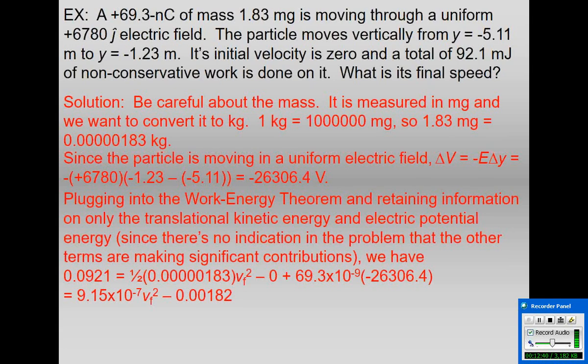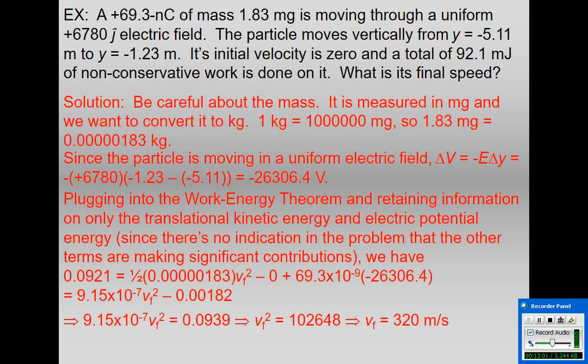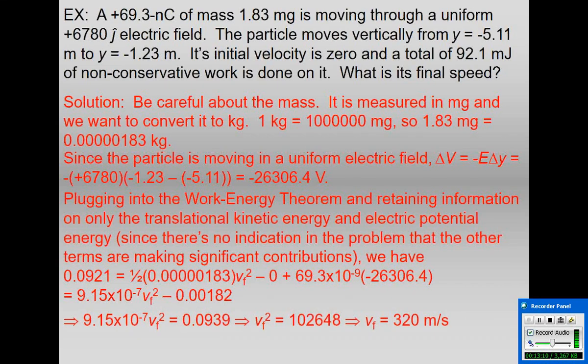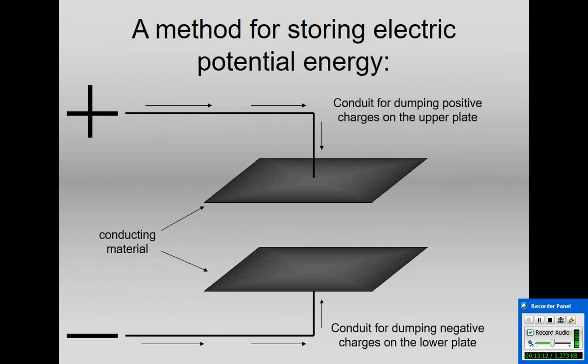Then we have Q times capital V final minus capital V initial, which is the same as saying Q delta capital V. The charge is 69.3 times 10 to the negative 9, and delta V is negative 26,306.4. We keep plugging away. We get ultimately that the final velocity squared is 102,648, and therefore, we take the square root, the final velocity is 320 meters per second.